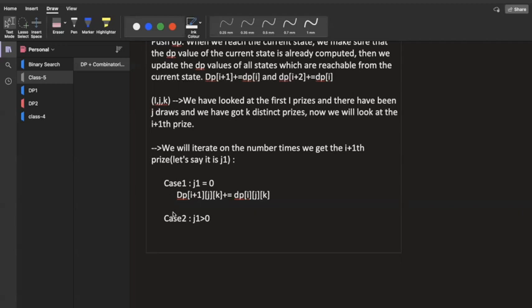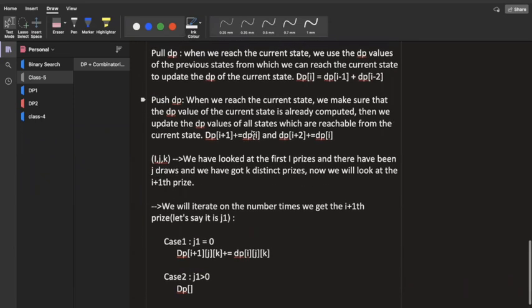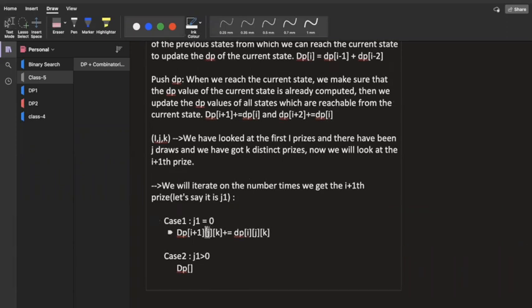Okay, so someone said dp I plus 1, j minus j1, and k minus 1. Why are you putting minus signs here? It should be j plus j1 and k plus 1, right? Because notice that j represents the number of draws, and I already had j draws, and I'm picking j1 prizes of type I plus 1, so the number of draws becomes j plus j1.